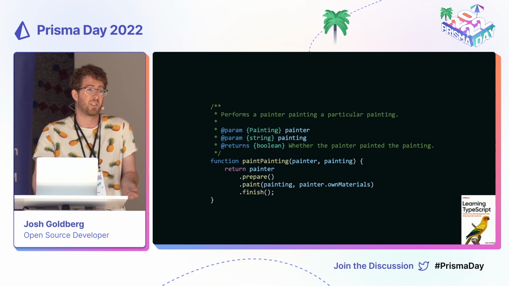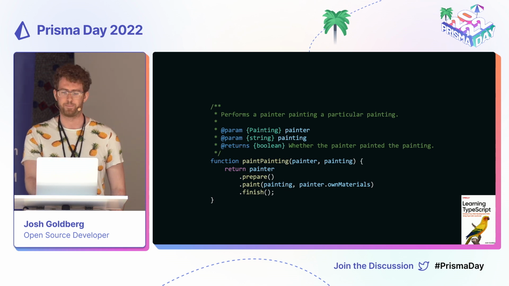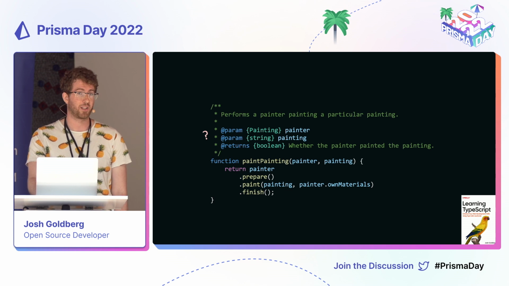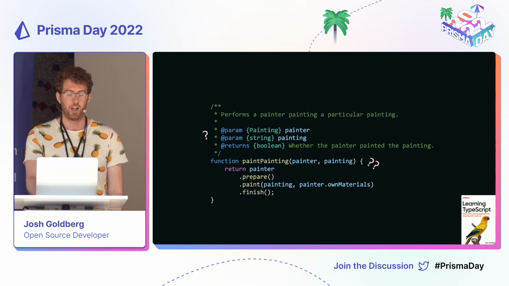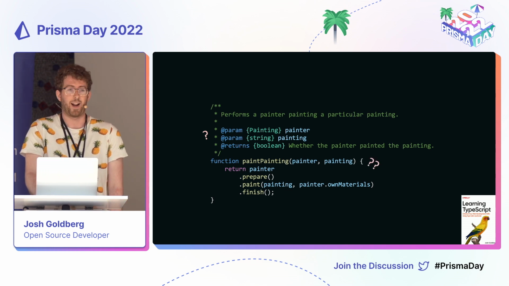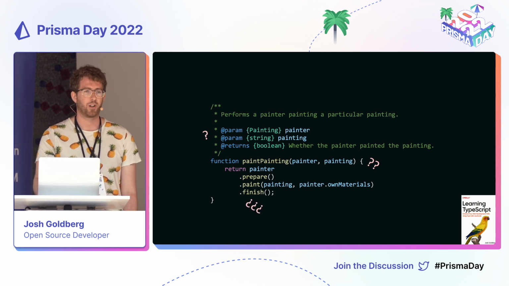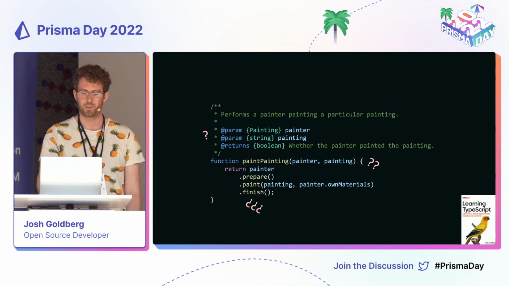They are sometimes useful, sometimes harmful. So you don't know what these parameters are. You don't know if they're accurate. You don't know if they're correct, if they're even the right names, and you don't know what, still, the return type of painter is. What is this painting thing?